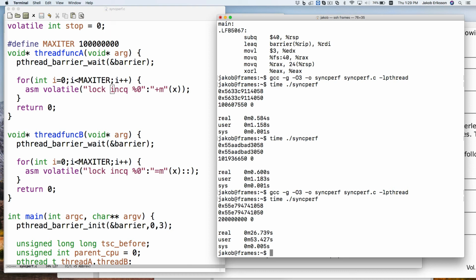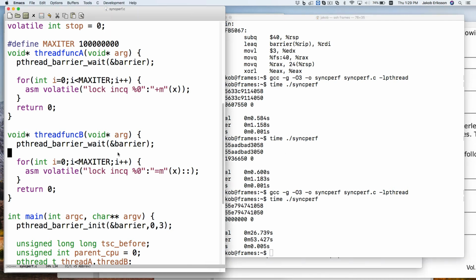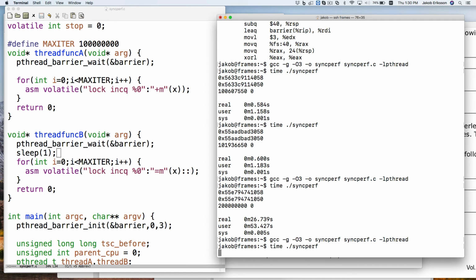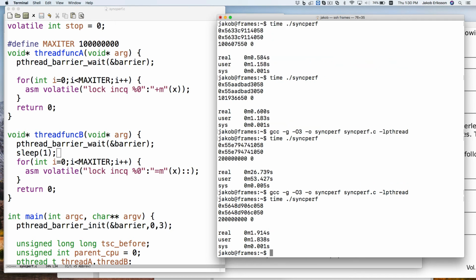There's nothing like that. Actually, why don't we try, see what happens if they go one after another. Okay, so it's the fact that the cache line is going back and forth that's making it slow. It's not the lock itself.